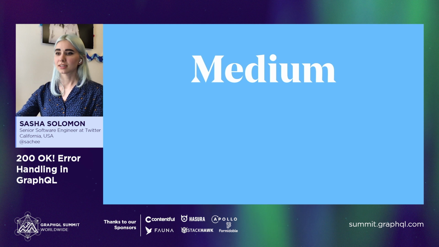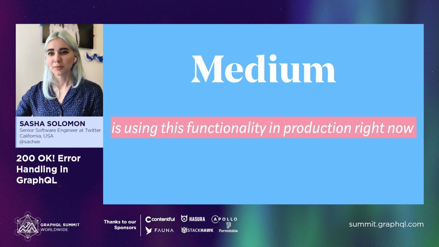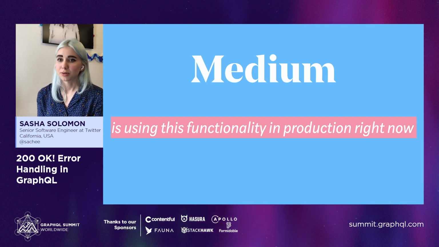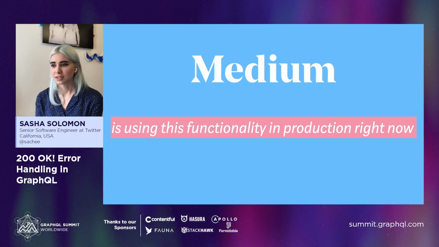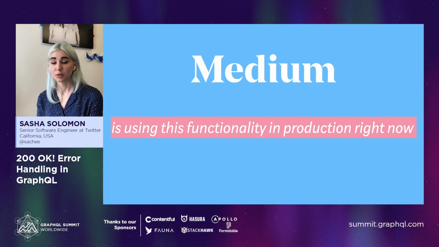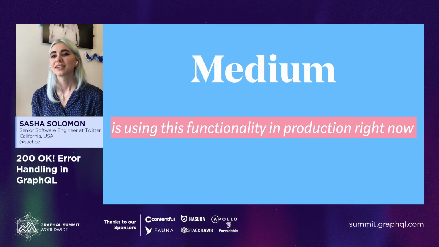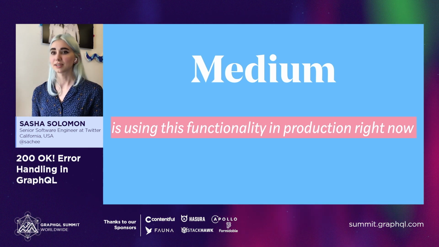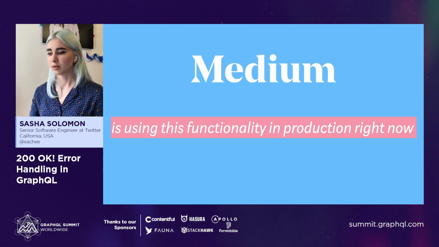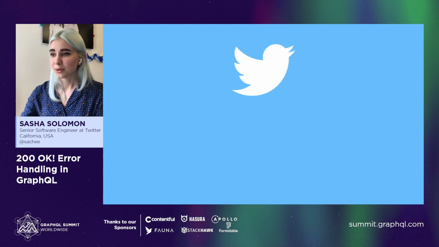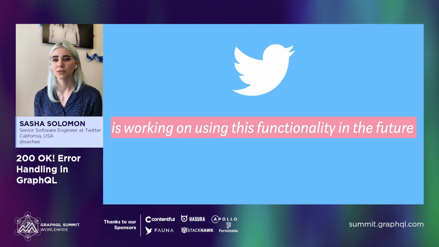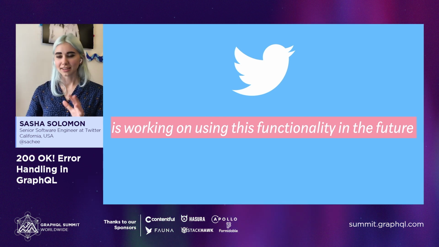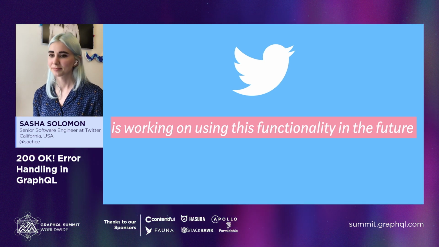So one thing: Medium. I used to work at Medium, and Medium is using this functionality in production right now. It's helped a lot to avoid the error types that we were encountering before, especially that cascading issue. Those are all things that we've dealt with before, and it's being used now. And this is why we've thought about results a lot. I work at Twitter now, though, and we're trying to work on using this functionality in the future. It's a lot more complicated at Twitter, so it won't look exactly like this, but we're using something similar.